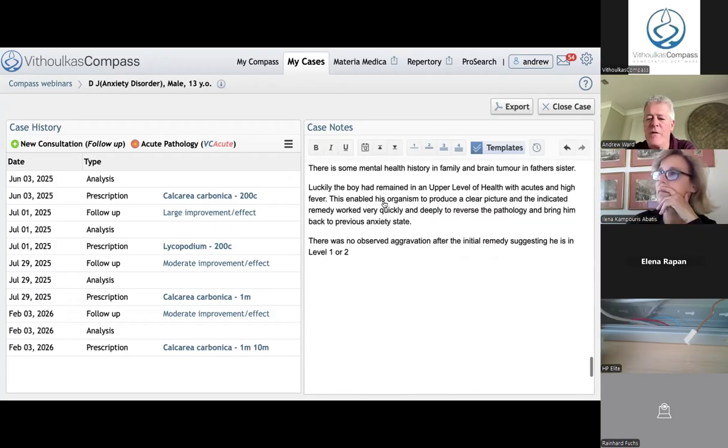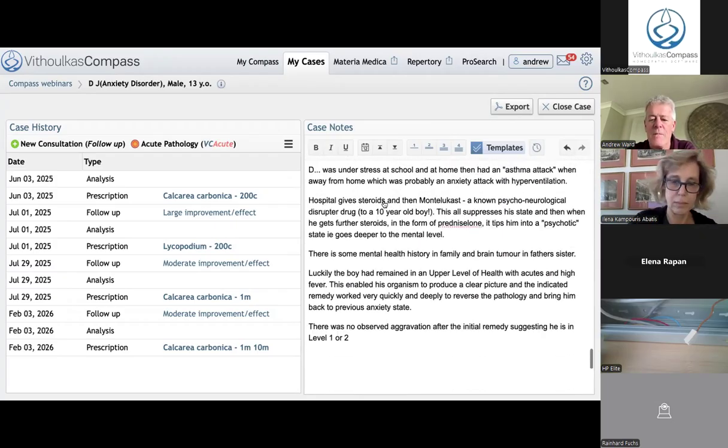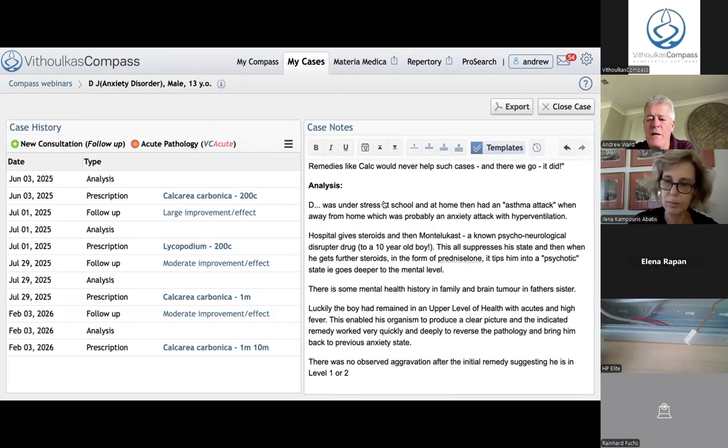Anybody want to clarify anything, or it was quite clear? Clear remedy, really, wasn't it? It's not a difficult case, but we have to understand the way that the pathology developed, and that even such a simple remedy can help such a deep condition. Okay, so we have a couple of questions.